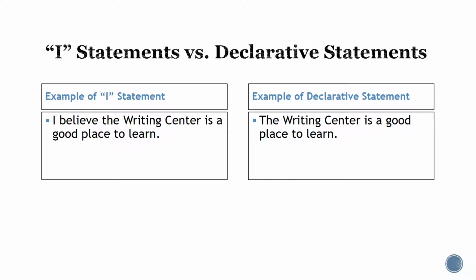On this slide, we have an example of an I statement and a declarative statement. On the left is the I statement saying, I believe the Writing Center is a good place to learn. On the right is the declarative statement, the Writing Center is a good place to learn. Notice here that you can turn an I statement into a declarative statement by taking out the I part. And with that, it also changes the tone of the sentence.